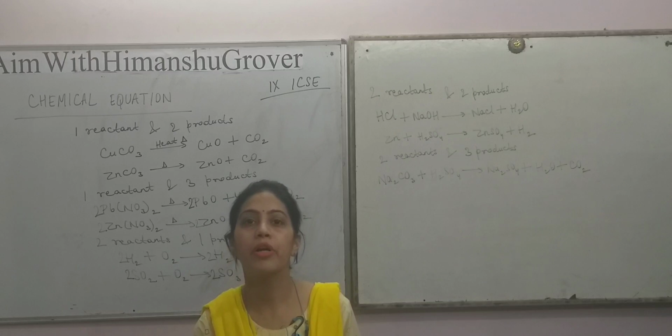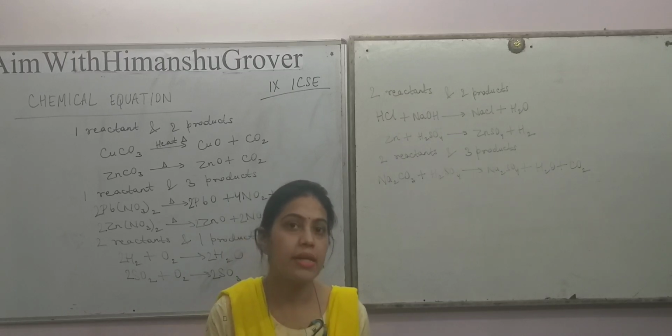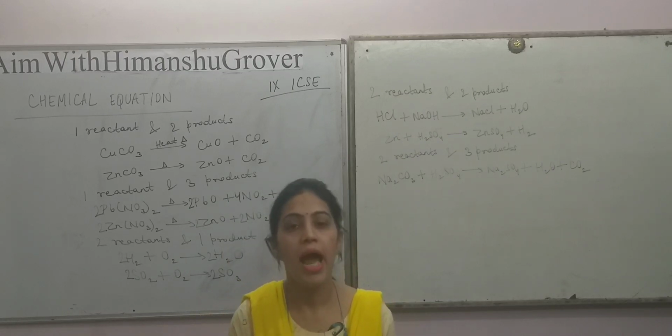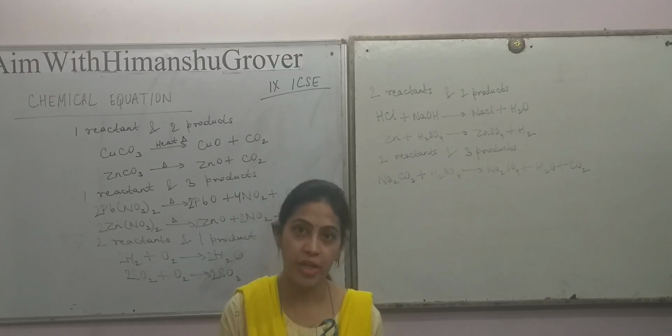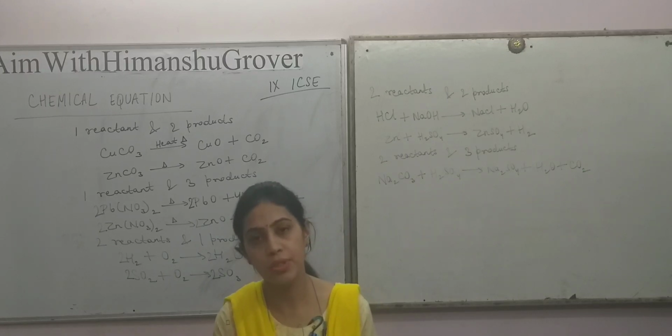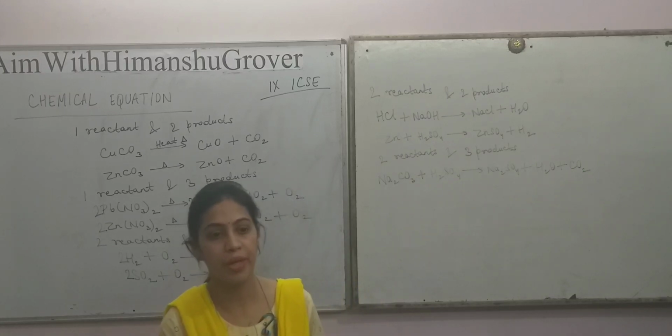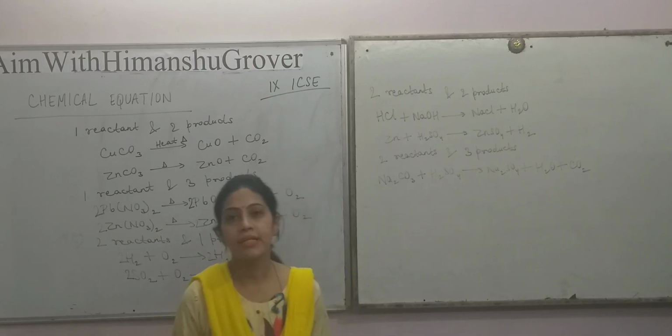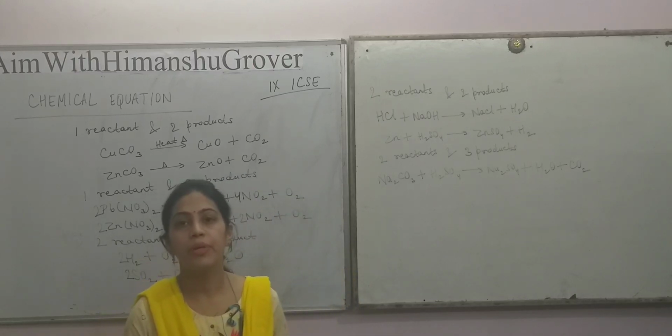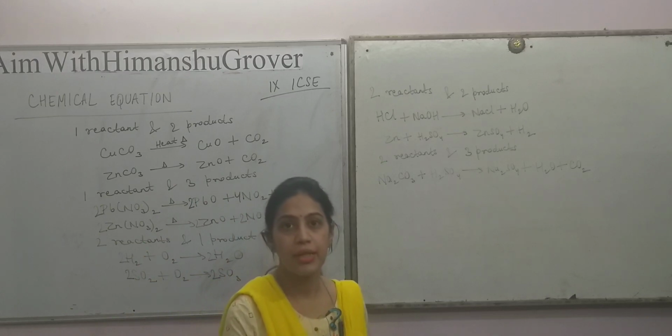form any number of products. That is, the number of reactants and products is not fixed. कुछ भी हो सकते हैं किसी भी chemical equation में. Next, what is a skeleton equation and what is a balanced equation?